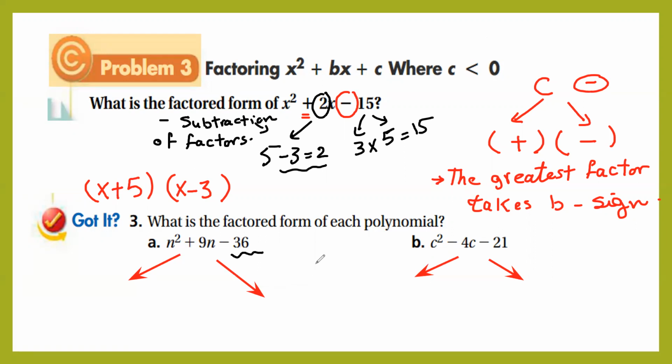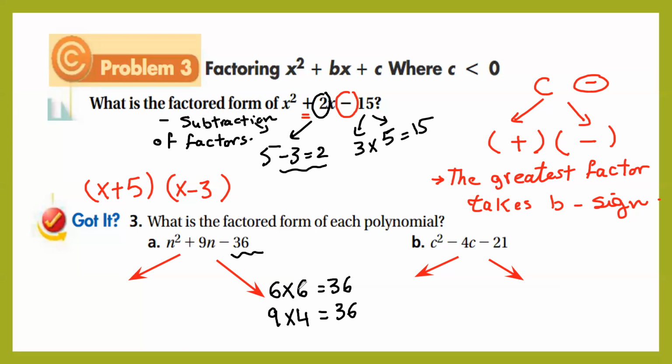Look at C, I need to look for the two numbers. These two numbers, if I multiply them together, I can obtain 36. It could be 6 times 6. It could be, bravo, 9 times 4. Yes, 4. It is 36.